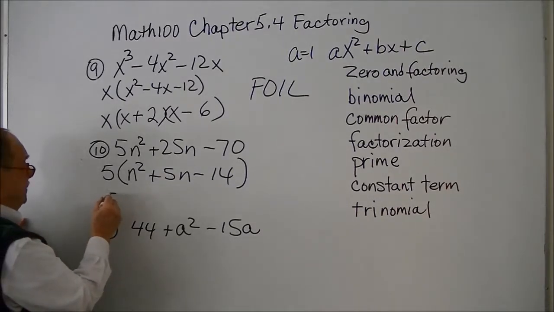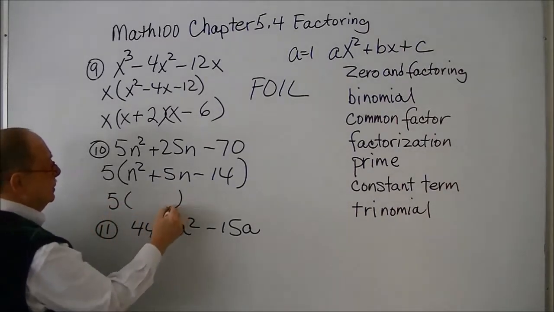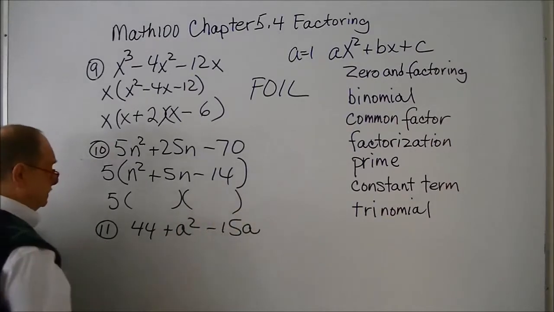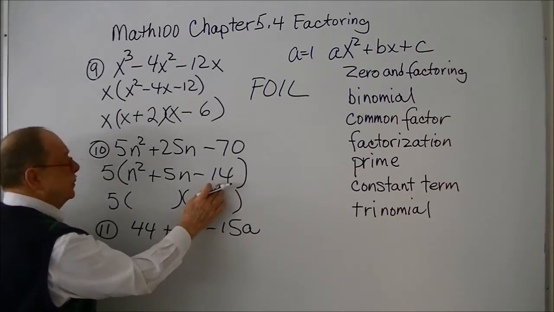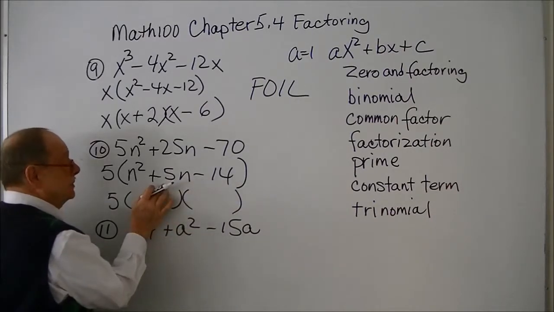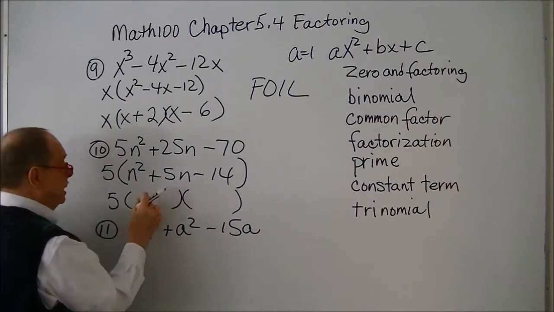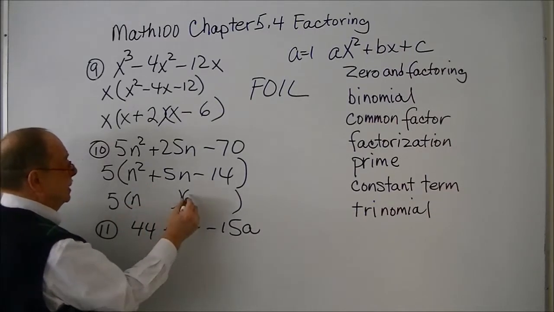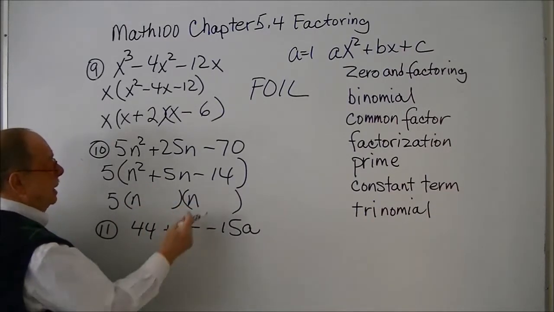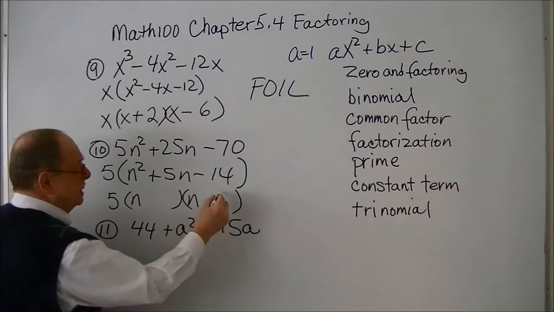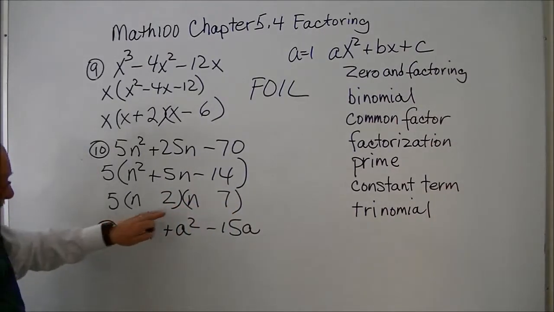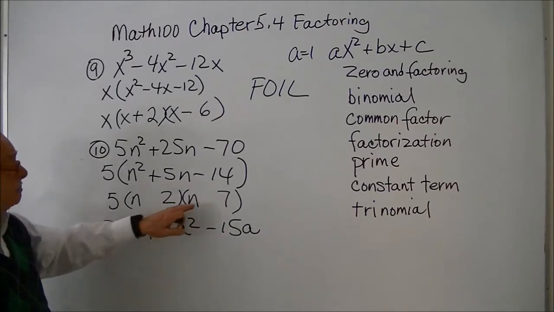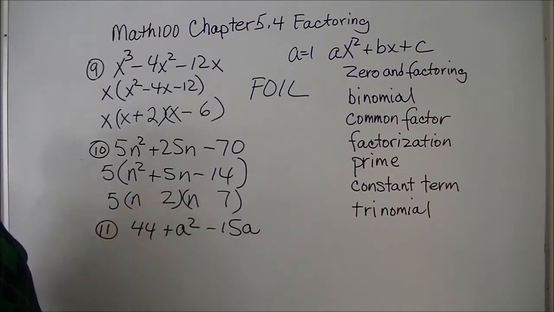So again, the 5 is there. 2 sets of parentheses. Now we're looking for factors of 14 that have a difference of 5. And again, our n goes there. And then we know we're going to get a 7 and a 2. Because the difference between these numbers is 5.